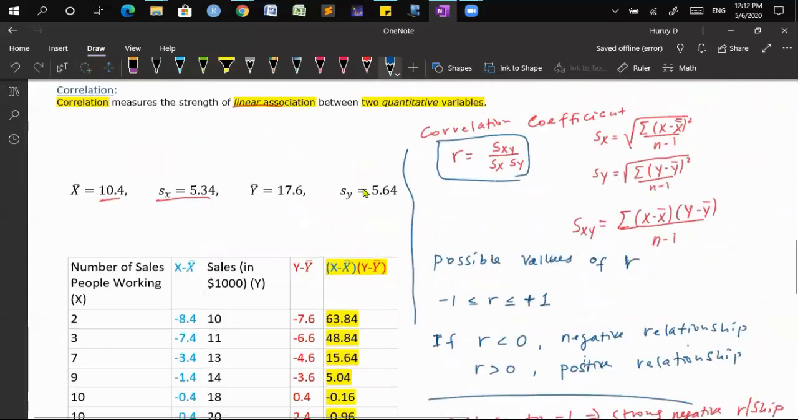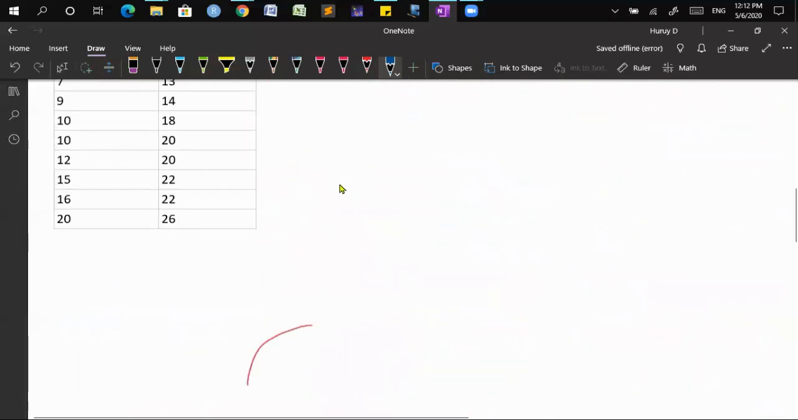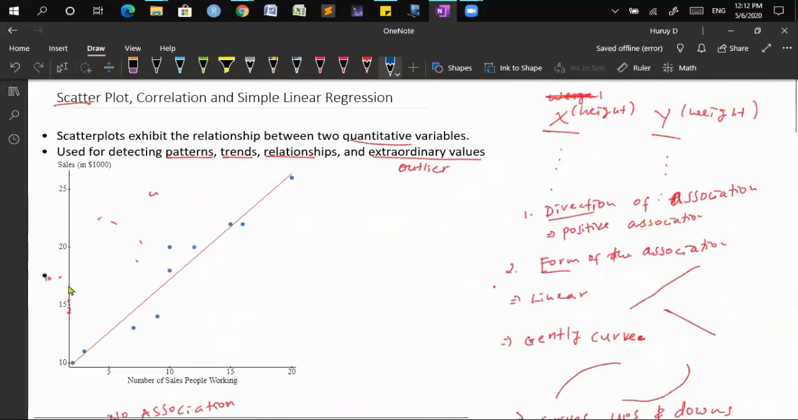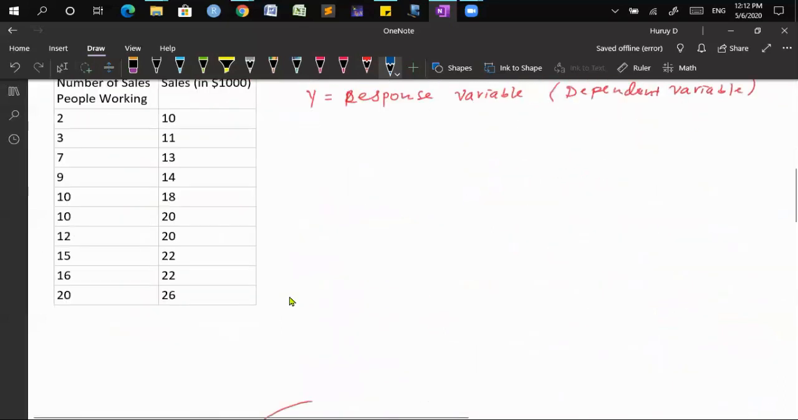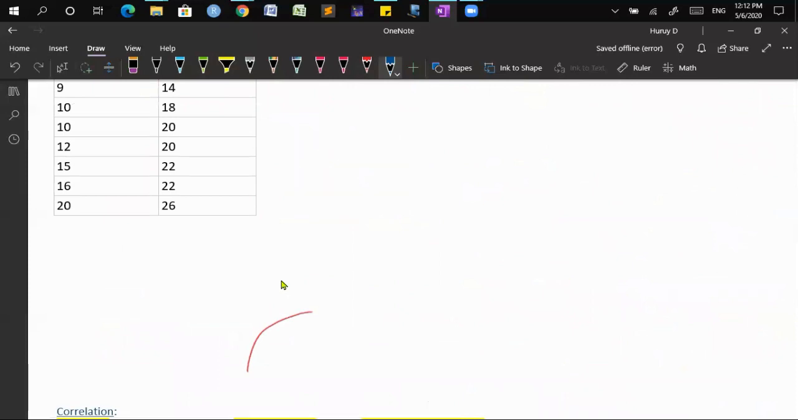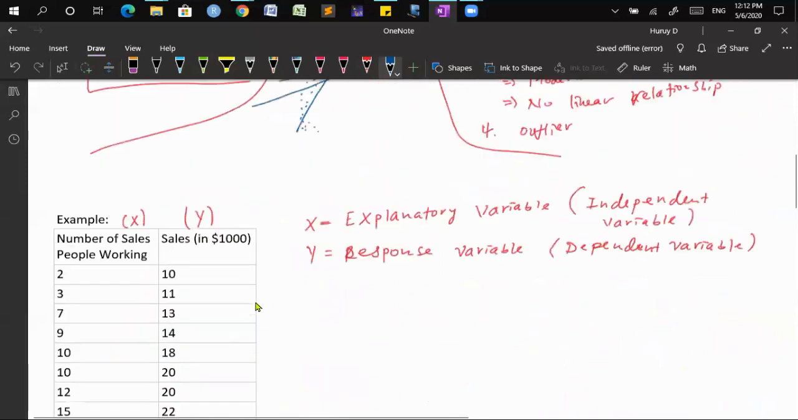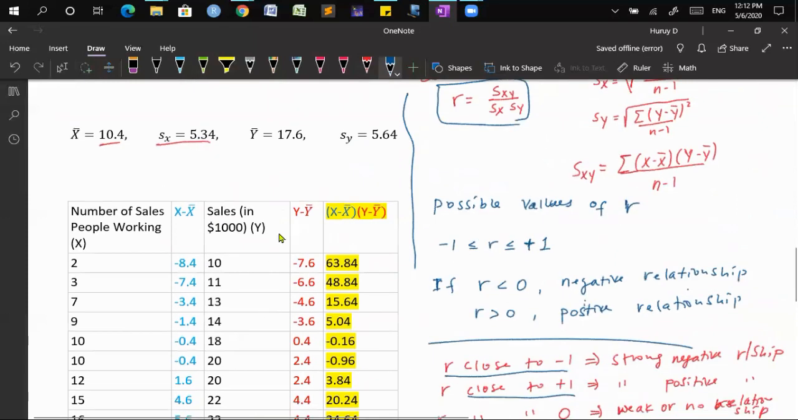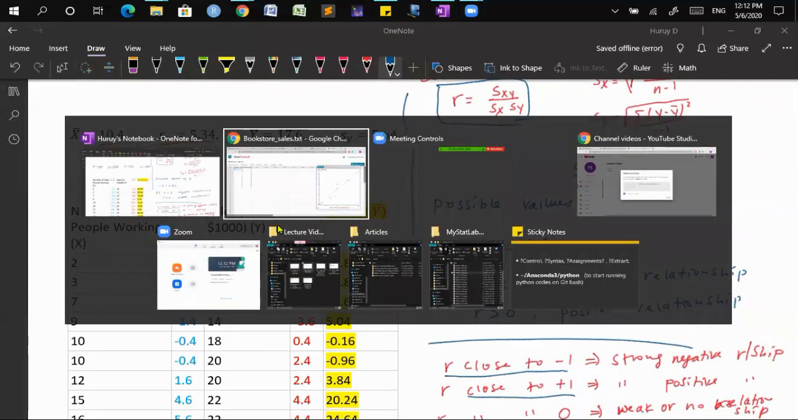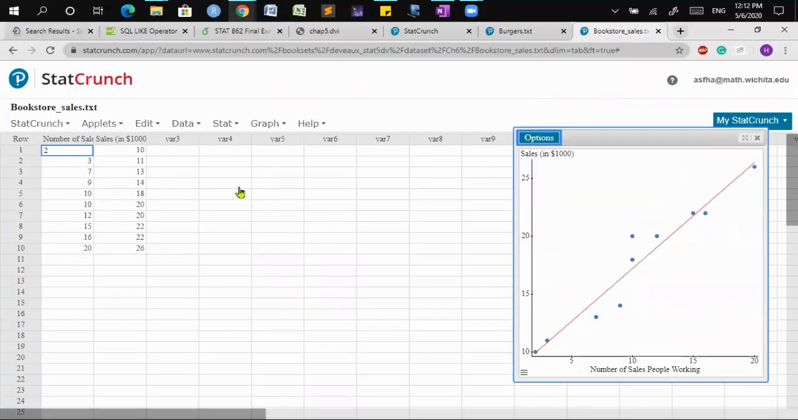And from the scatter plot, we had the same conclusion. This was the scatter plot. And as you can see from here, there is a direct relationship between these two variables. Now, how do we find this using StatCrunch? Okay. Now let me go to StatCrunch and do the calculation.